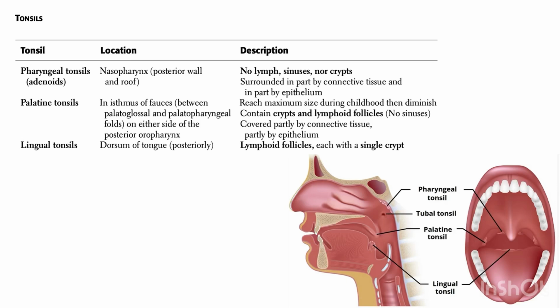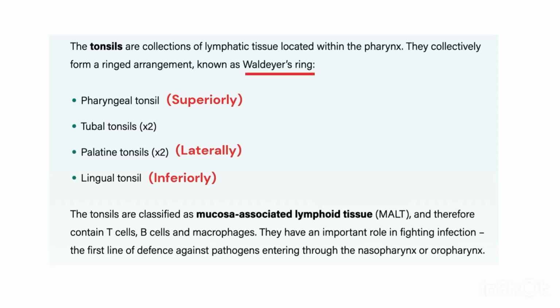Now, the last and the most important is the lingual tonsil. We can see in the diagram that it is found on the dorsum of the tongue posteriorly. It also has lymphoid follicles, each with a single crypt. The tonsils of the oral cavity are arranged in a ring-like structure called Waldeyer's ring. The pharyngeal tonsil is located superiorly. Then there are two tubal tonsils, two palatine tonsils laterally, and one lingual tonsil inferiorly.